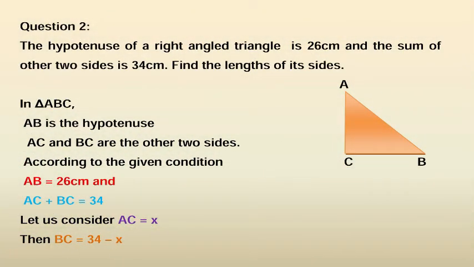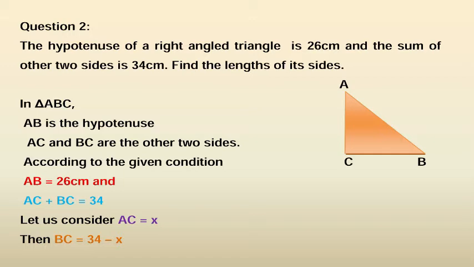Question number 2. The hypotenuse of a right angle triangle is 26 centimeter and the sum of the other two sides is 34 centimeter. Find the length of its sides. This problem is a little bit similar to the previous one. It is based on a right angle triangle as we did in the first question.